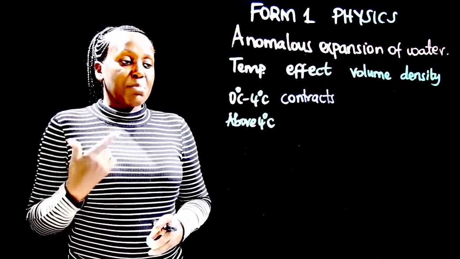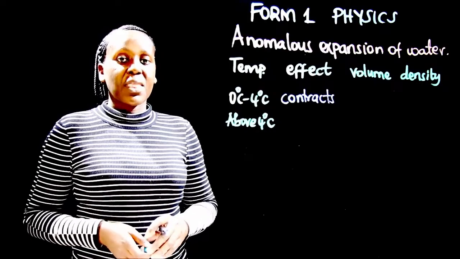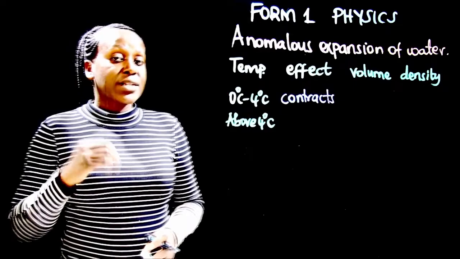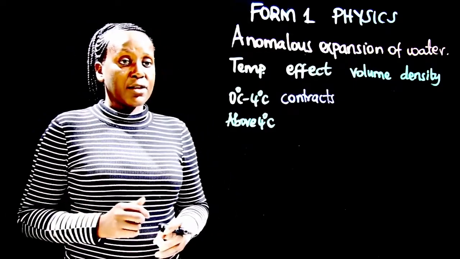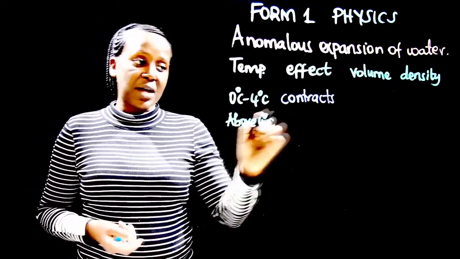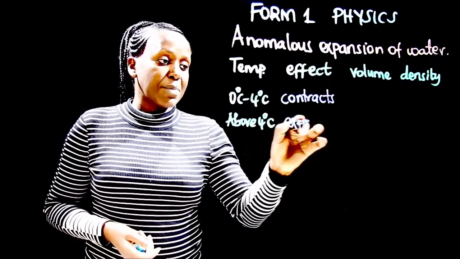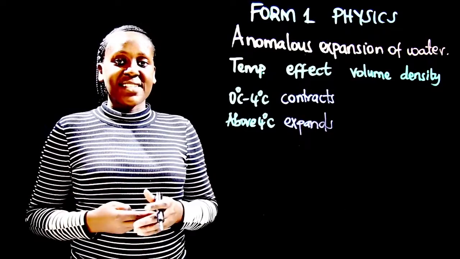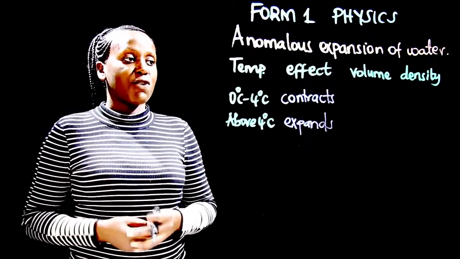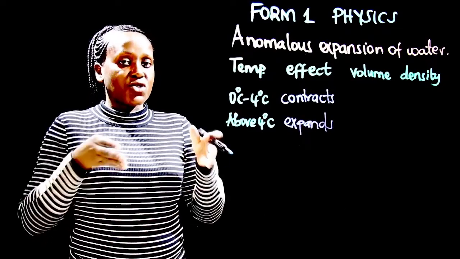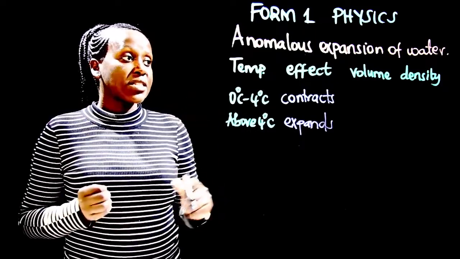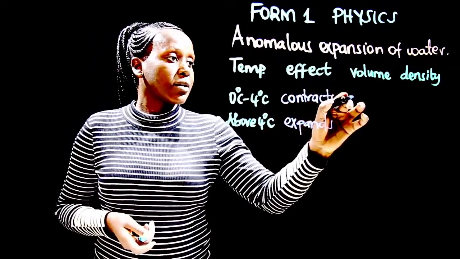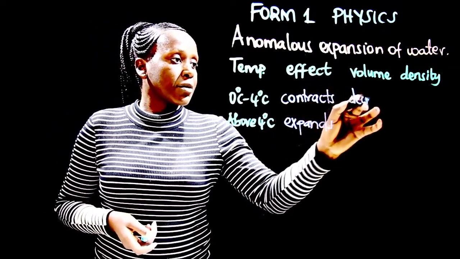Now, what about when water is heated above 4 degrees Celsius? Above 4 degrees Celsius, water begins to behave normally. So when heated, it expands, all right? It expands. Now, when water contracts, how does this affect the volume of the water? Contraction means a reduction in size, so water will occupy less space. So the volume will decrease.